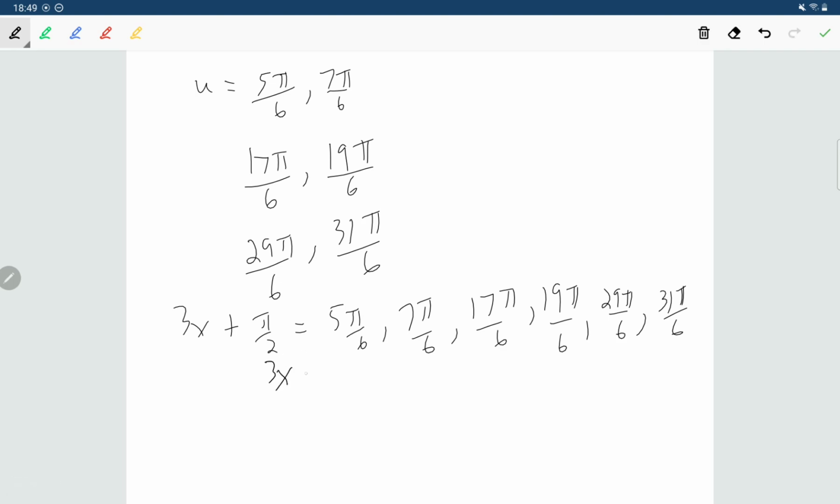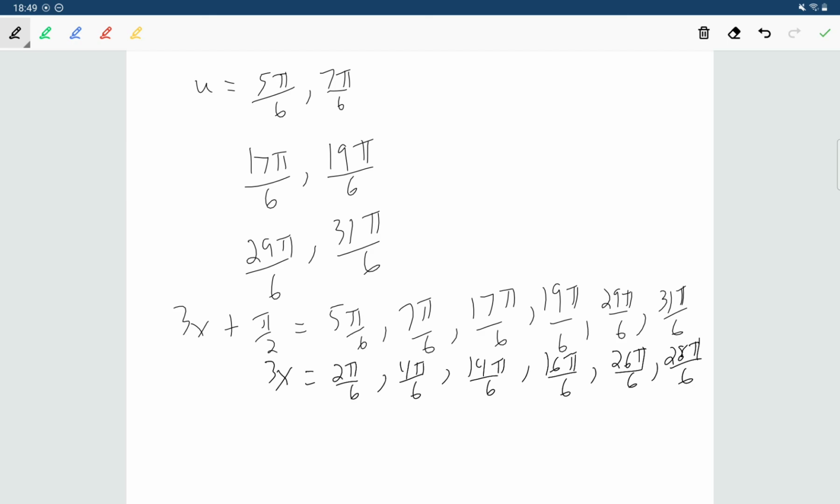So 3x is equal to, we have 2 pi over 6, 4 pi over 6, 14 pi over 6, 16 pi over 6, 26 pi over 6, and 28 pi over 6. There we go. And then finally, to solve for x, we're just dividing everybody by 3.